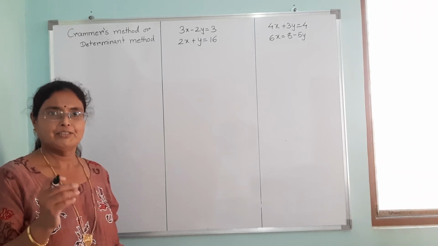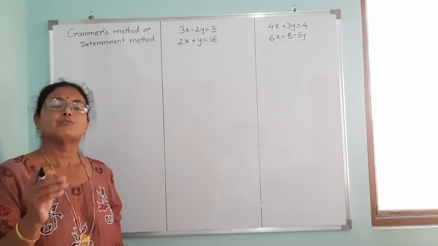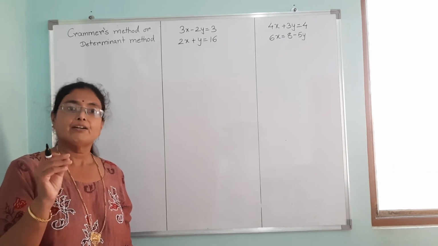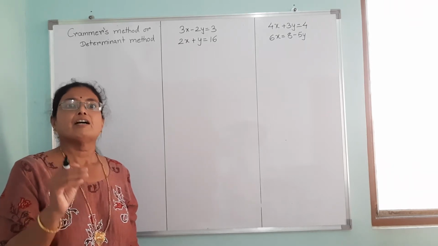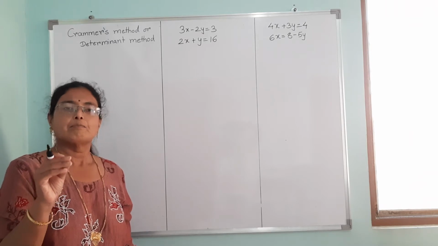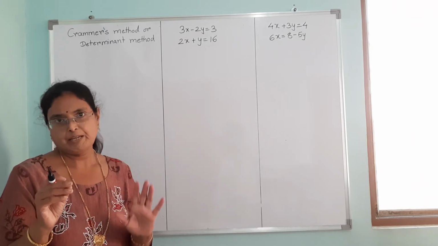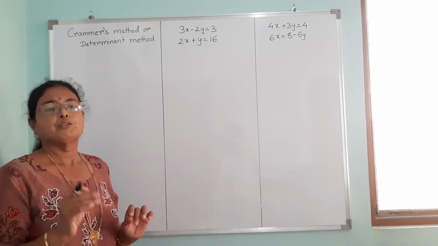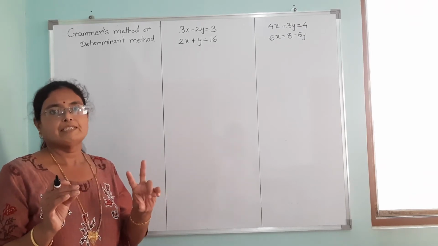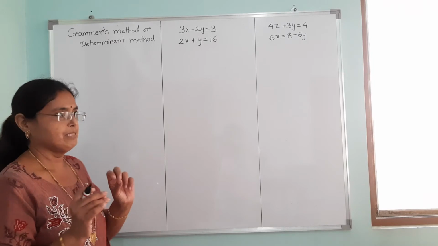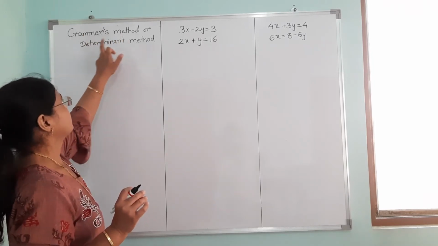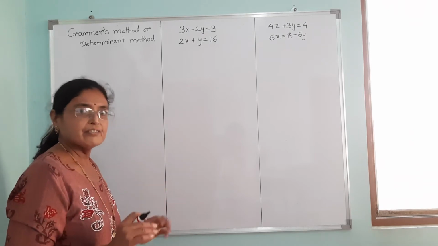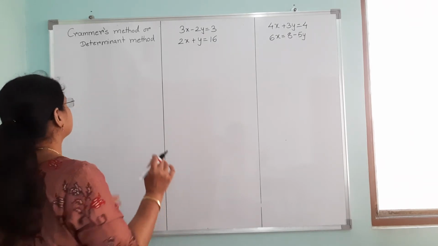In previous videos, we have seen what we mean by linear equation in two variables, and also we have learned how to solve them by cancelling one of the variables. Now here is another easy method to solve two simultaneous equations in two variables, that is Cramer's method or determinant method. Let us first understand what Cramer's method is.